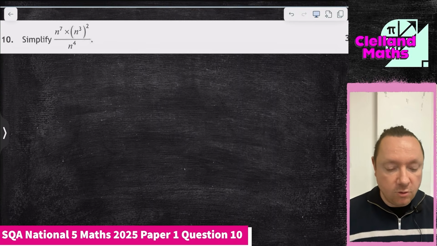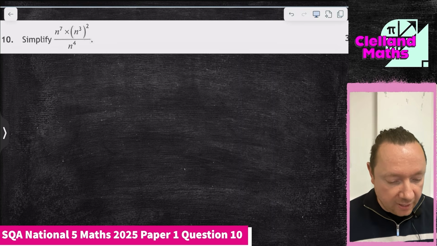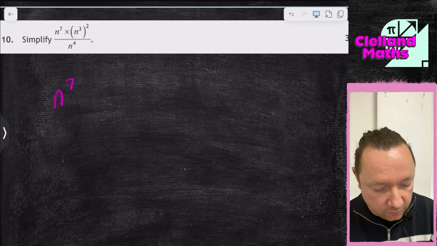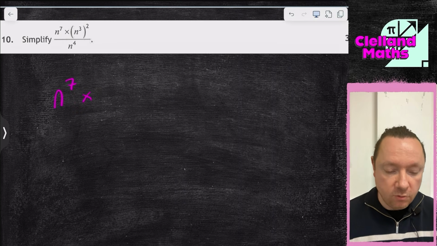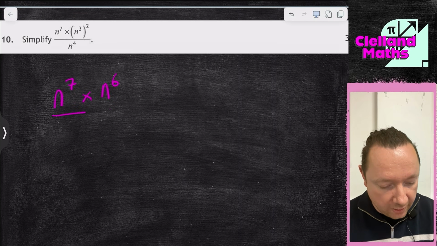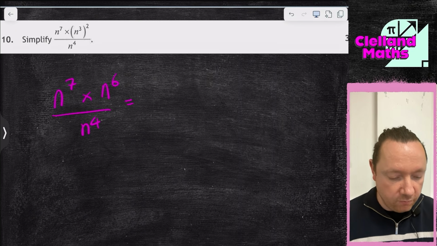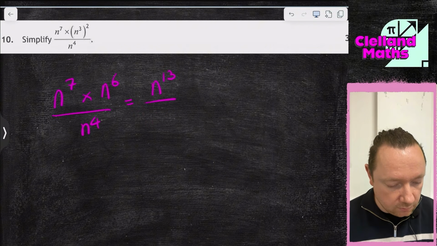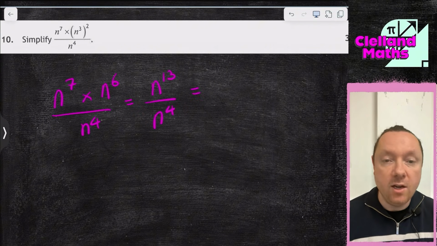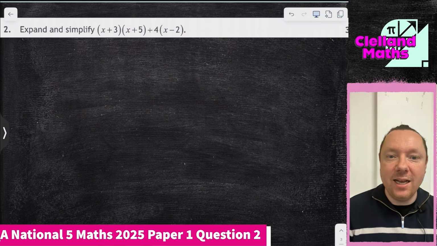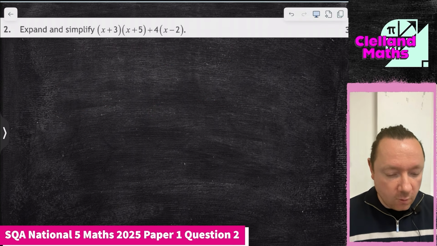SQA National 5 Maths 2025 paper 1 question 10. Simplify n^7 times n^3 all squared over n^4. So I'll do the n^3 squared first. That's a power, so I'll do 3 times 2 is 6, over n^4. Now I can add the powers: 7 plus 6 is 13, over n^4. Then take away the powers, so I get n^9. And we're done there.